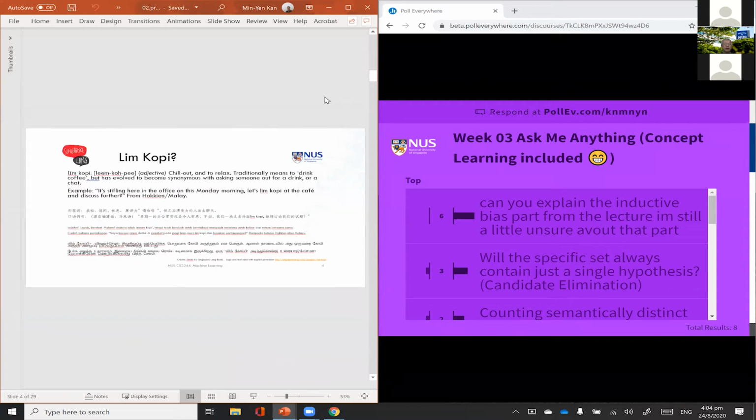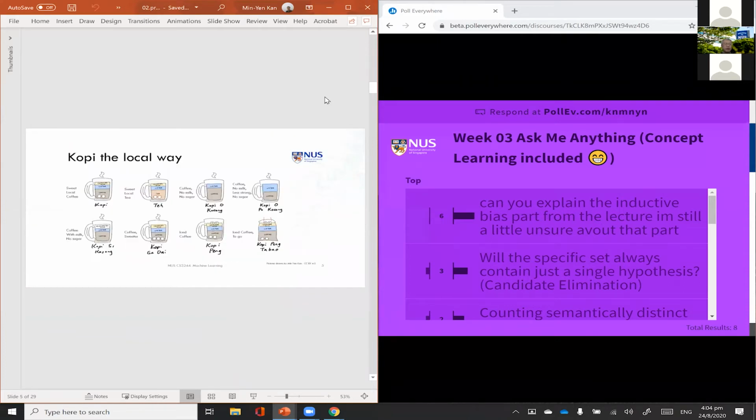So in concept learning, basically, we're trying to decide whether a particular idea or concept has certain instances in it, right? So we can think about an enumerated set of items like coffee or tea, and then decide whether particular items belong to that set or not, right?